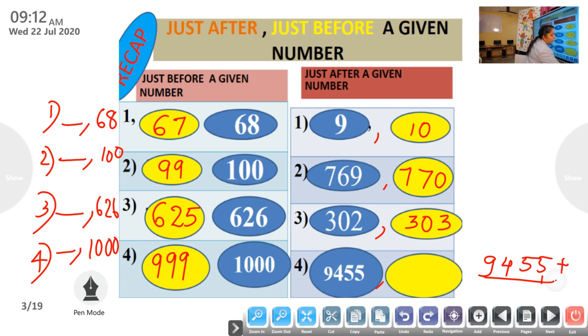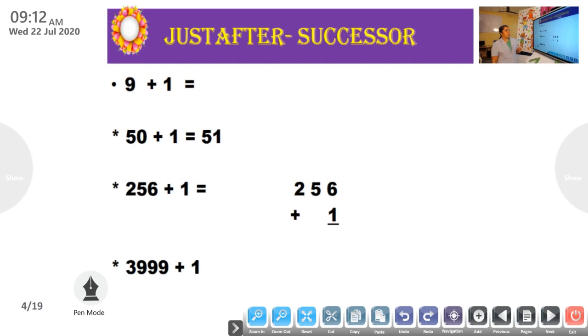So, how do you add? First add 5 plus 1. 5 in your mind, 1 in your hand. How much you are getting? It's after 5, you are getting 6. Then bring down the 5. Then bring down the 4. Then bring down the 9. So you are getting 9,456. Is it clear?